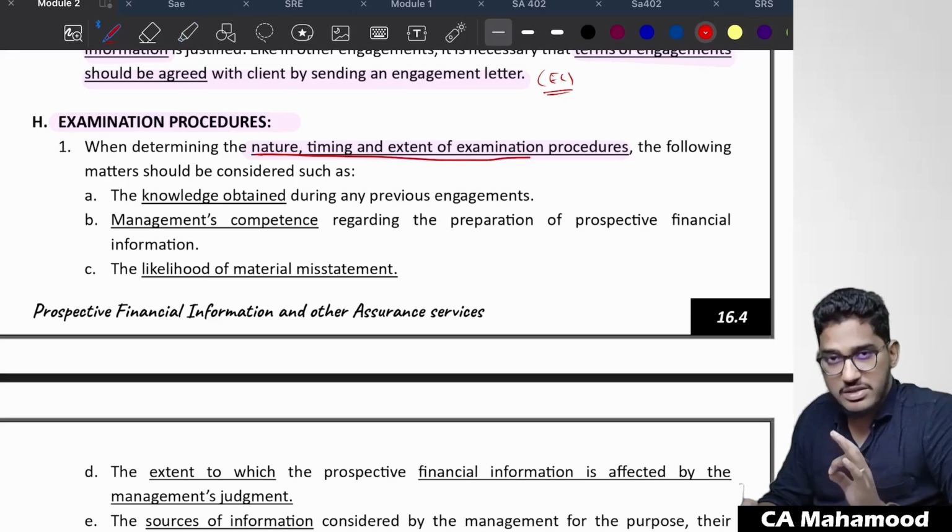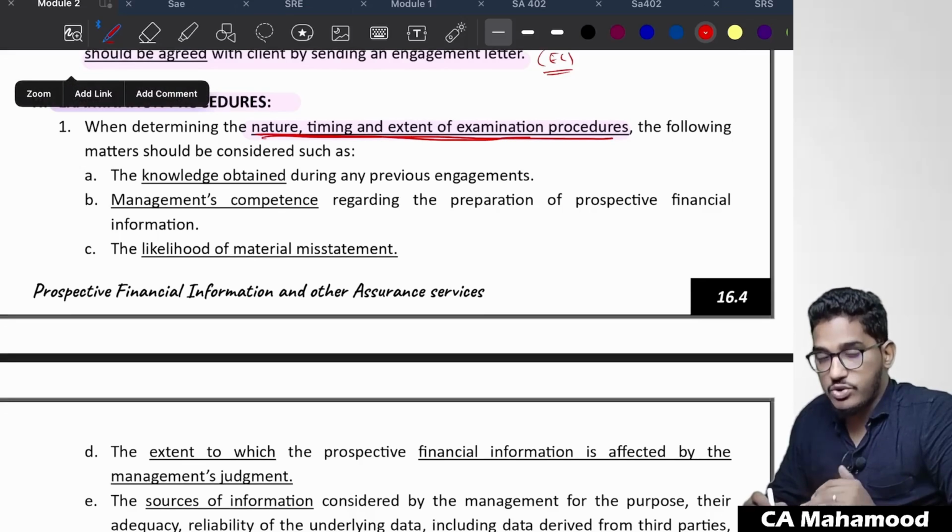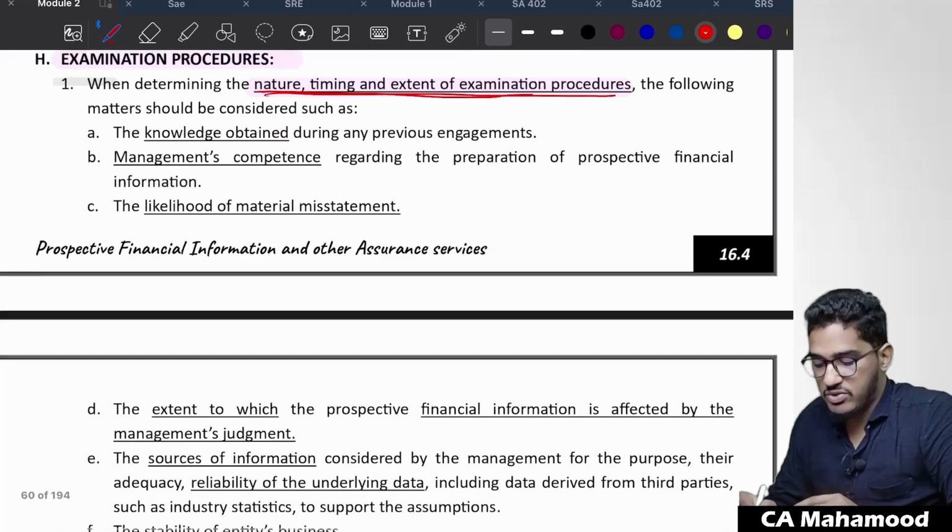The practicing chartered accountant has to decide. Keeping what factors in mind will he decide? Let us see. When determining nature, timing, and extent of examination procedures, the following matters should be considered. Should you perform more procedures or less procedures? That depends on the following factors.